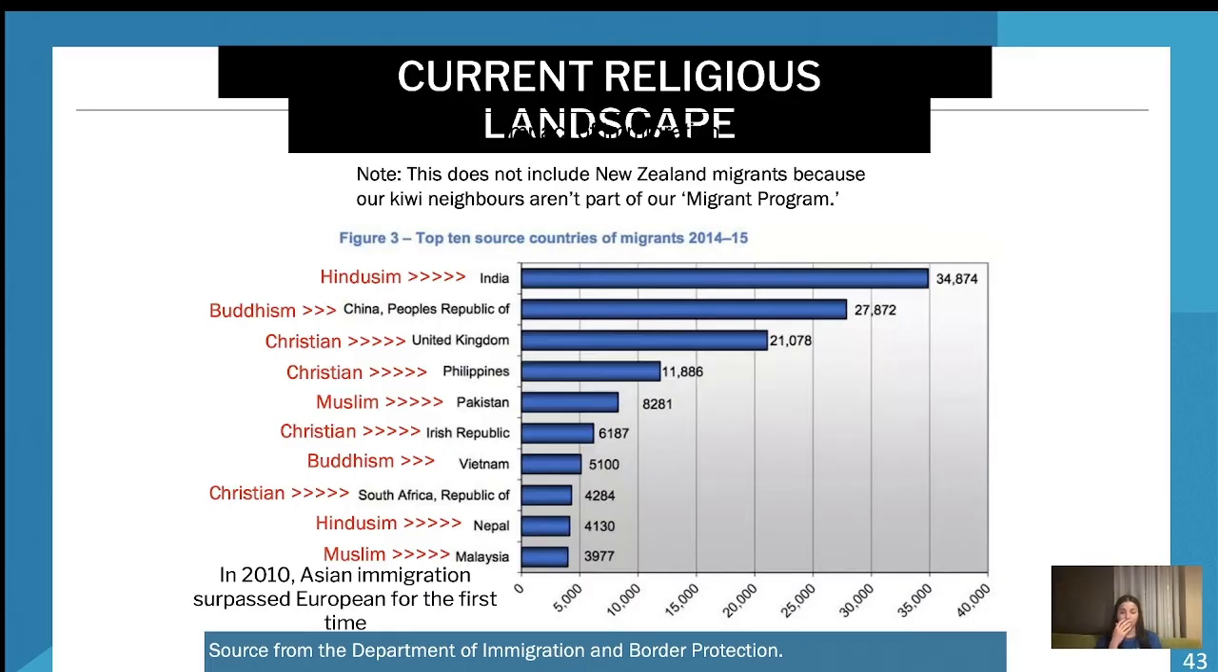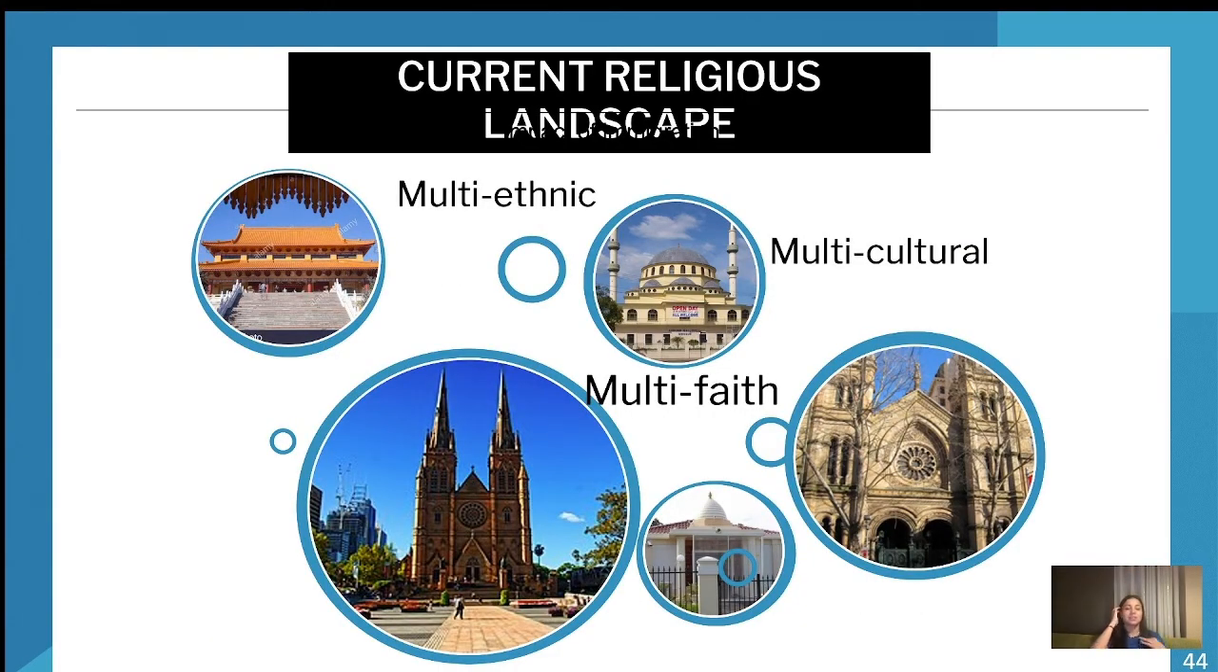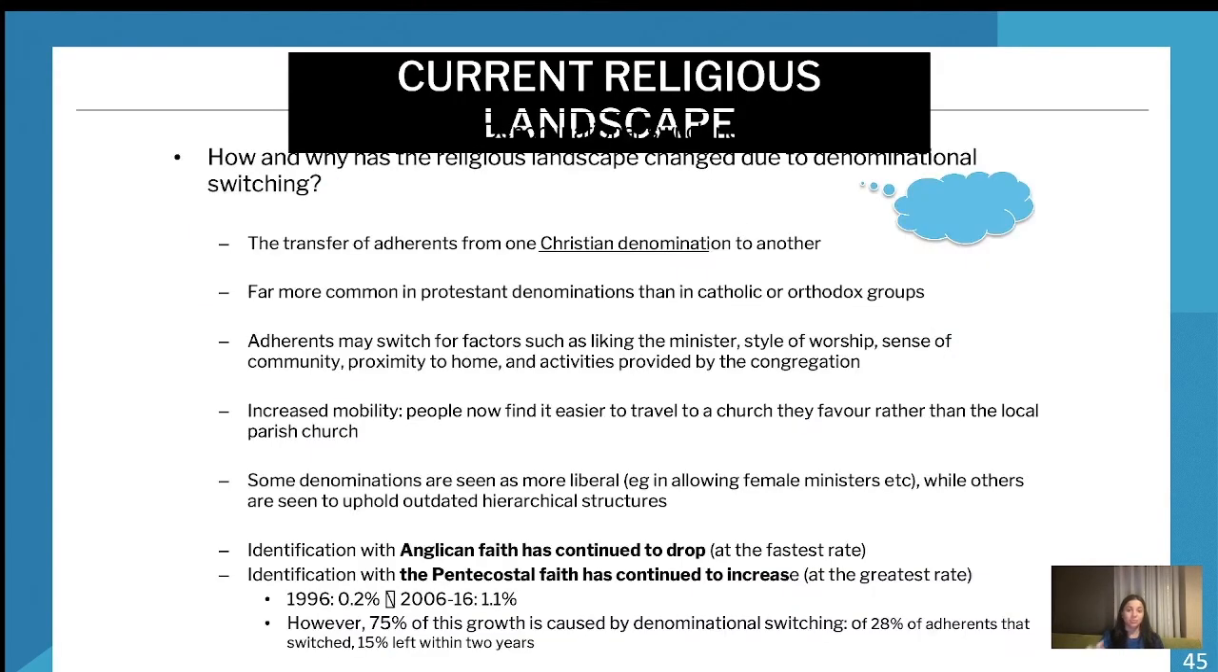So we've got India as the highest in this graph, who are bringing and spreading Hinduism. China is spreading Buddhism. The UK, we know, is spreading Christianity, and so is the Philippines, and so on. I feel like sometimes seeing the visuals makes it make a little bit more sense. So realistically now, I hope you can see that our current religious landscape is multi-ethnic, multi-faith, and multicultural.